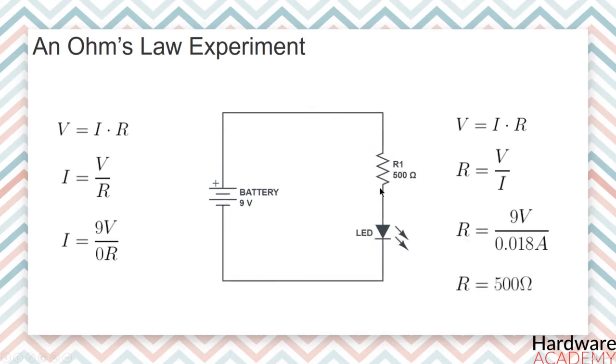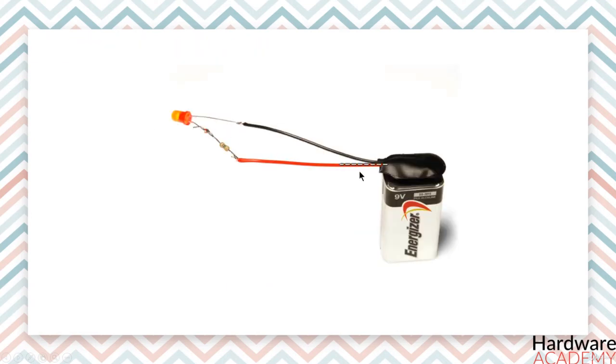So we need a resistor value of around 500 ohms to keep the current through the LED under the maximum current rating. Here's what our device looks like all put together. Success! We've chosen a resistor value that is high enough to keep the current through the LED below its maximum rating, but low enough that the current is sufficient to keep the LED nice and bright.